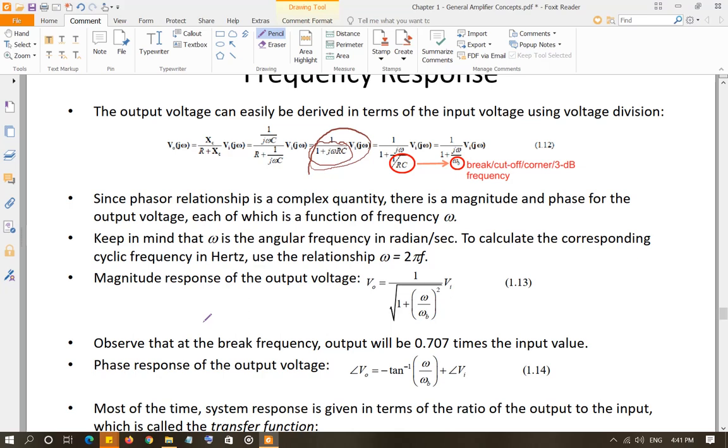Now remember, this is a complex quantity. That means each value will have a magnitude as well as phase. So when you are looking at the frequency response, V out of j omega will have a magnitude response where you calculate the magnitude of V out j omega, and the phase response where you calculate the phase or angle of V out j omega as the frequency changes. Your magnitude will change with the frequency as well as phase, and we draw two plots separately to show magnitude in one plot and phase in the other plot.